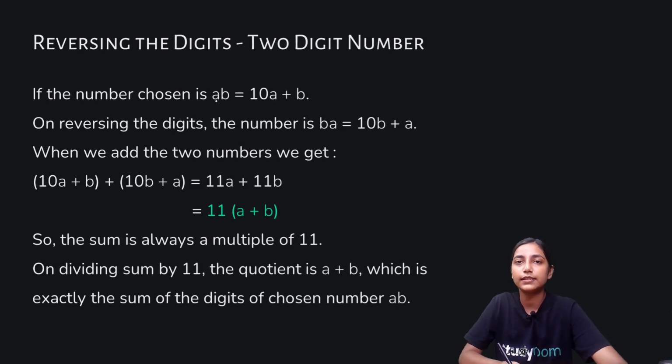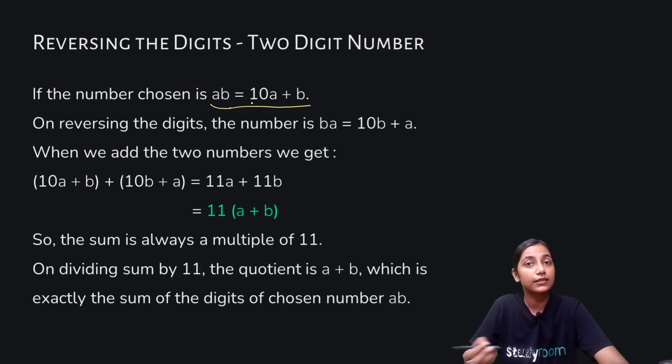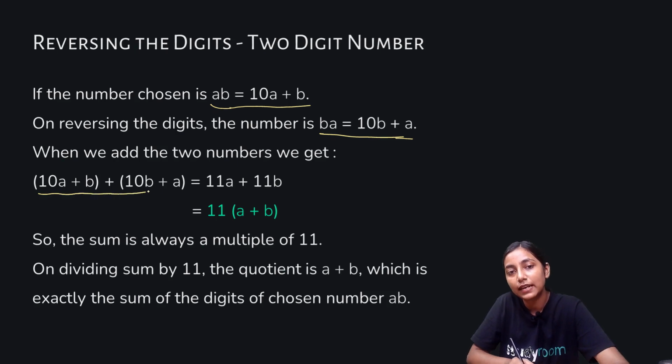Now see, if the number chosen is AB, we are taking it in this form. We have the chosen 2-digit number as AB. AB can be written in the generalized form as 10A plus B. Now on reversing the digits, what will you get? BA, and BA can be written as 10B plus A. Now because B is at the tens place and A is at the ones place. Earlier A was at the tens place and B was at the ones place. Now when we add these two numbers, let's just see what happens. We will add 10A plus B with 10B plus A and we will get 11A plus 11B, or we can take 11 common and we're getting 11 times A plus B.